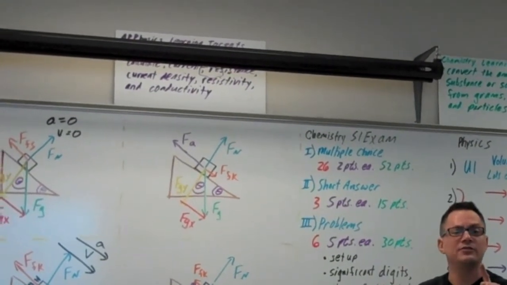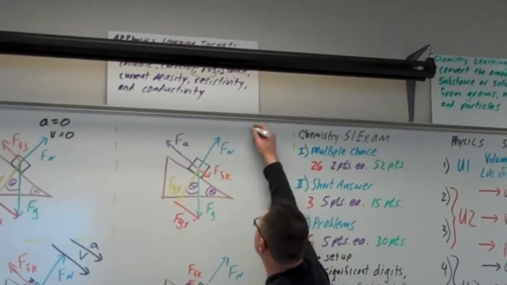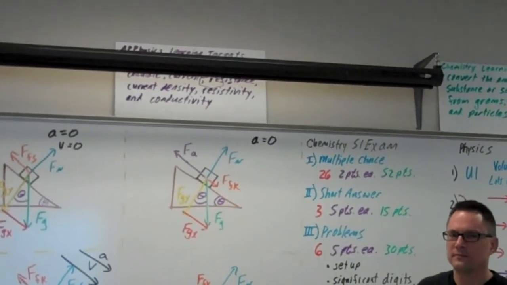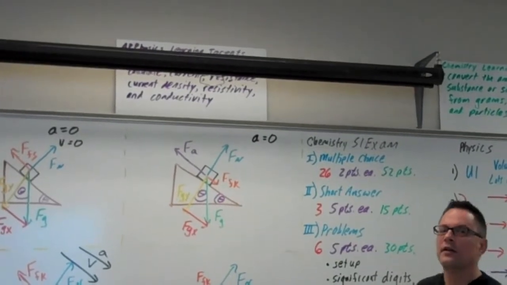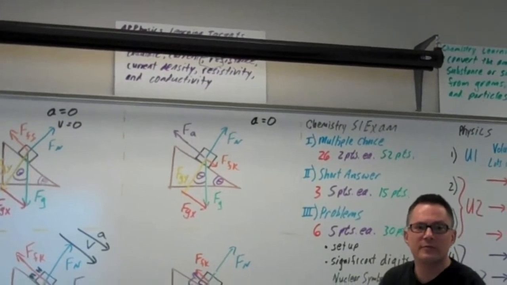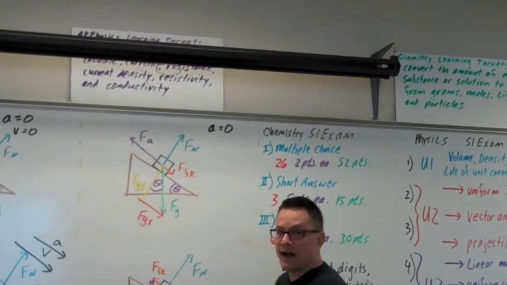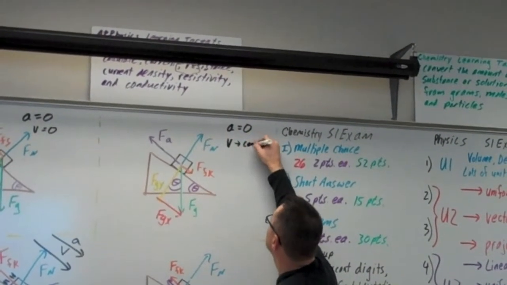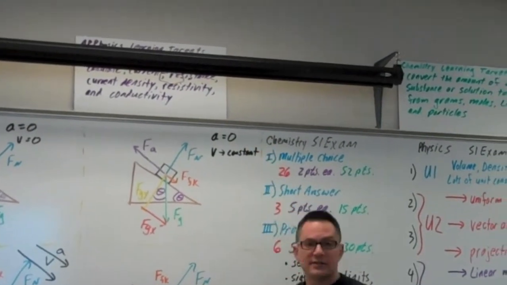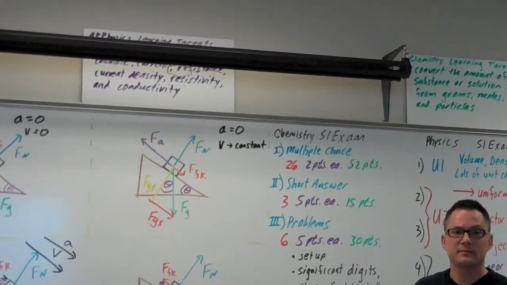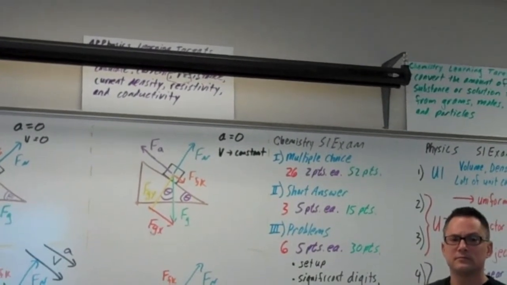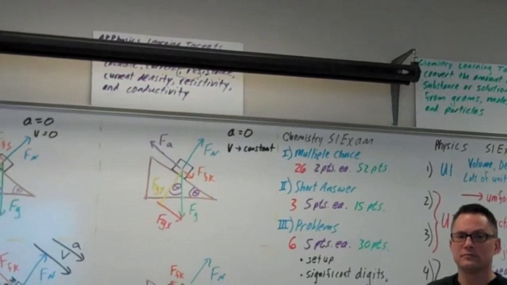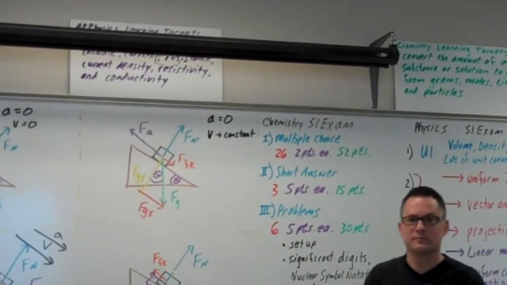So what's the acceleration? 0. Acceleration has to be 0. So it could be stationary? Are you sure? No, kinetic friction. So kinetic friction? Okay. So it must be sliding. And it's sliding at a constant velocity, right? Which way is it sliding? Up. How do you know? Because the applied force is forward and friction pulls back.